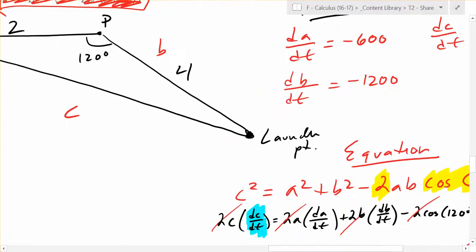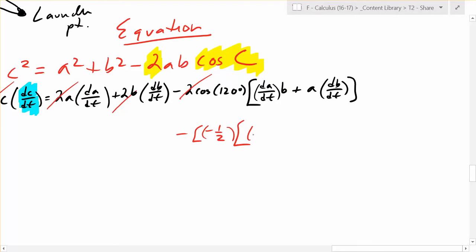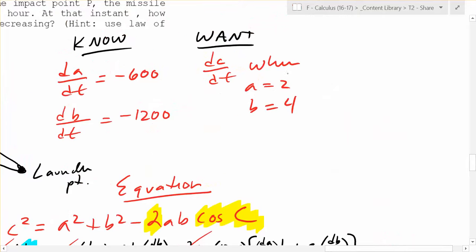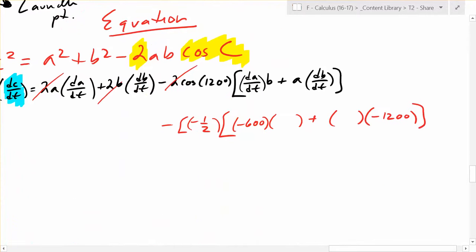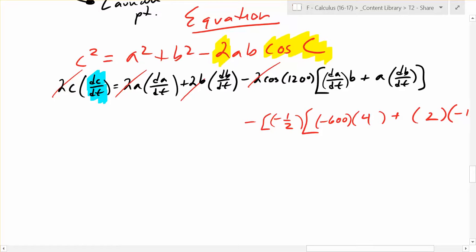dA/dt in this case was the negative 600, right? So I think it's going to be negative 600. And we have b, and then it's plus a times, what's db/dt? Negative what? 200, right? And it's when a is 2 and b is 4, right? So this is 4 and this is what? 2. So we've done all of those.